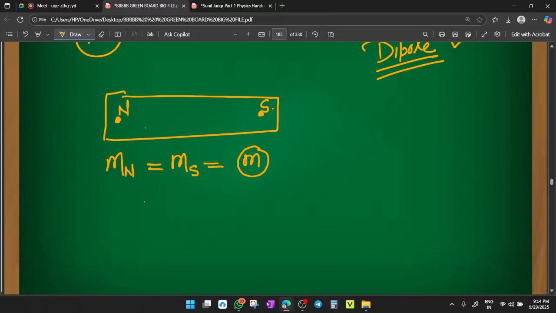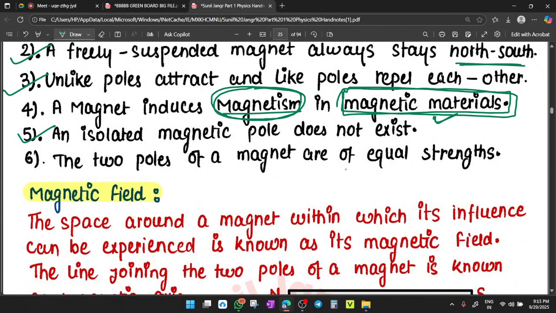In some books you can see the north pole is considered plus M and the south pole is considered minus M. But numerically, their magnitudes are the same. They have the same effective strength. So the two poles of the magnet are of equal strength. Now, talking about magnetic field.